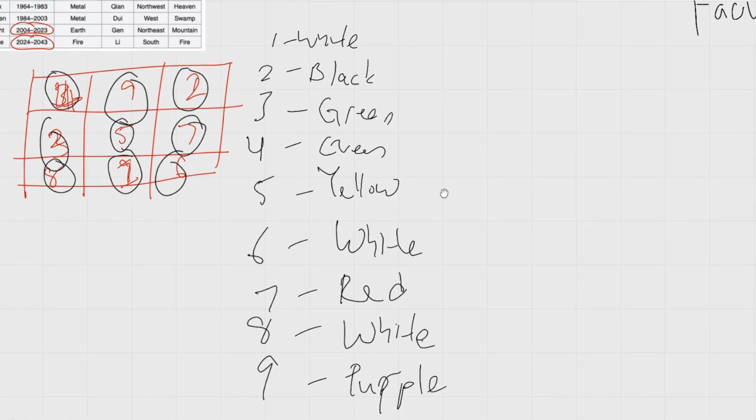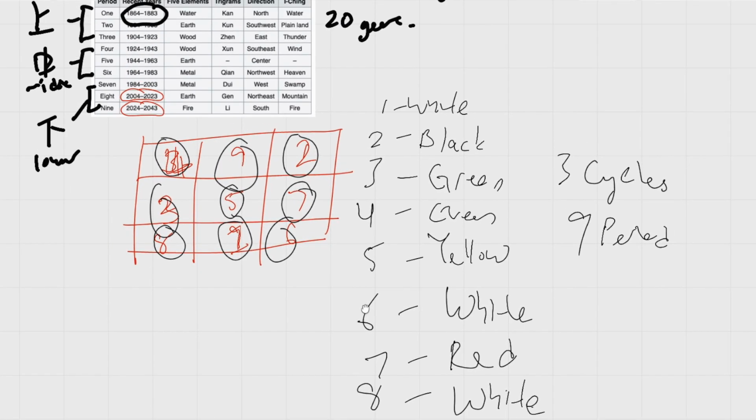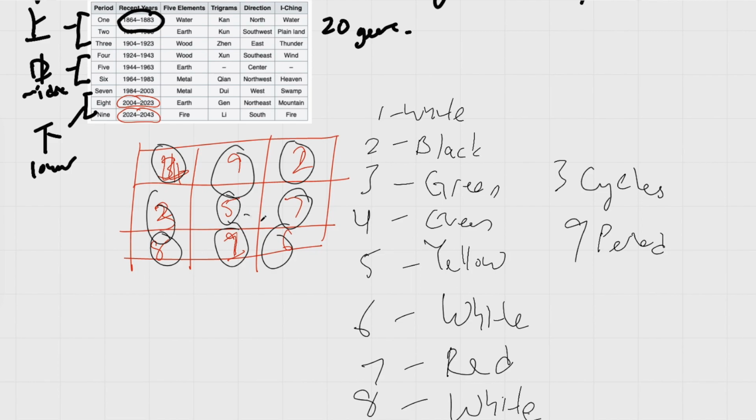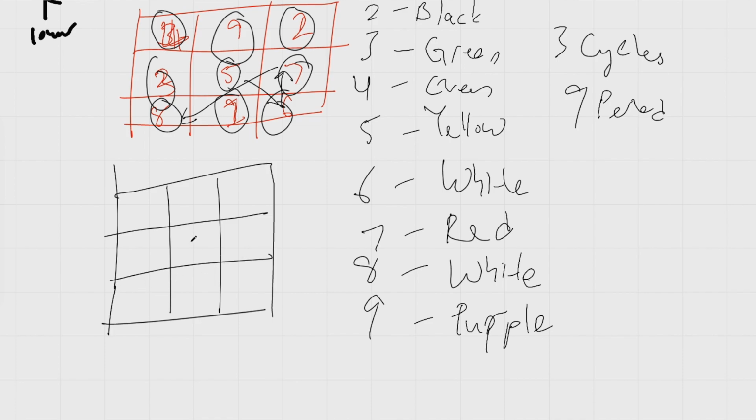Okay, this is what the three cycles, nine periods is all about. And they call this the Luo Shu sequence, it flies this way. This is a bit confusing, so let me put it in a fresh way. It starts with 5 in the middle, goes to 6, 7, 8, 9, back to 1, to 2, to 3, to 4.